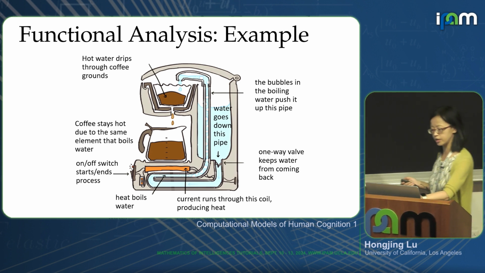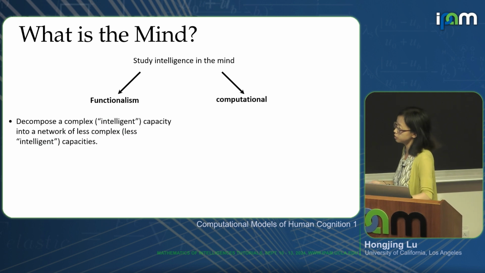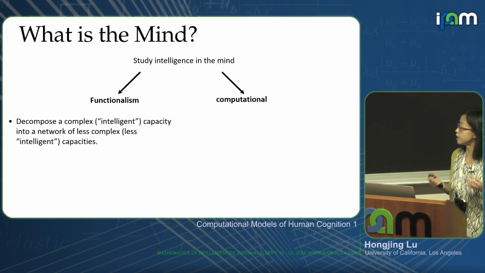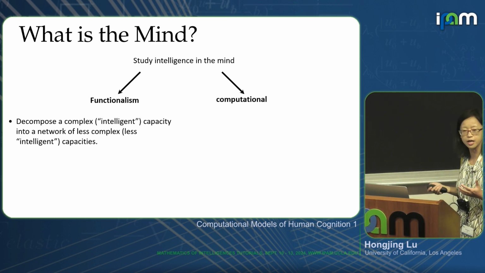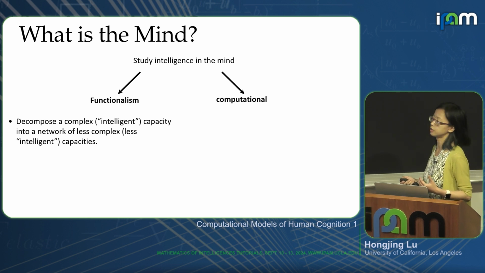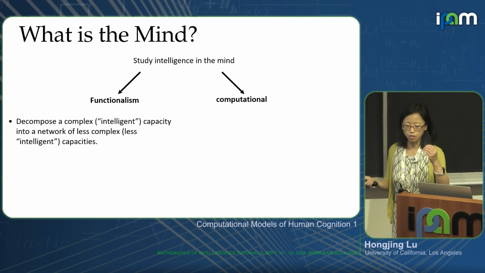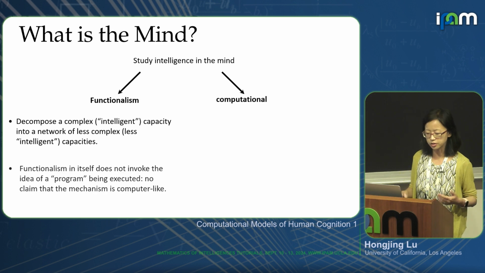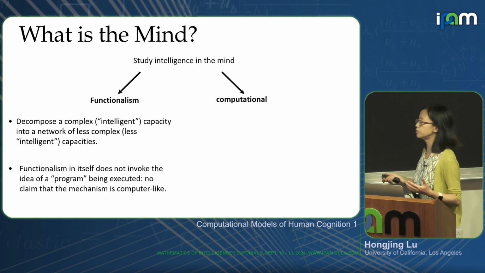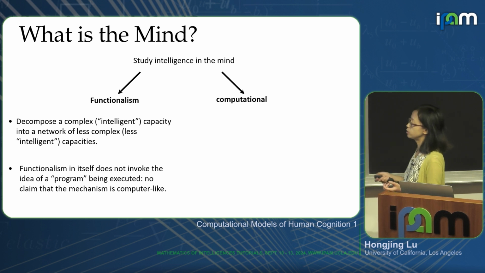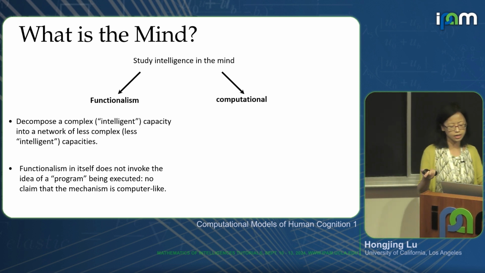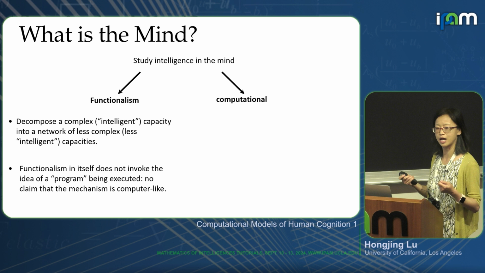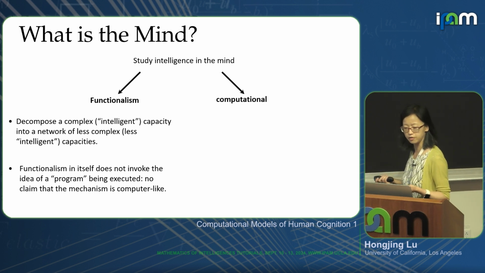So this functional analysis aspect, one thing it has taught us in the past, is that we can decompose a complex, intelligent capacity into a network of less complex capacities. But on the other hand, decomposing a complex capacity into less complex capacities does not tell us how you do the computation. We can decompose them into different brain regions, but the question is how the mind does the computation so that you can observe these intelligent behaviors.